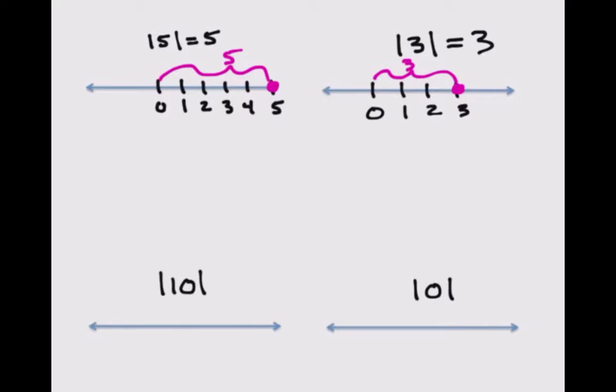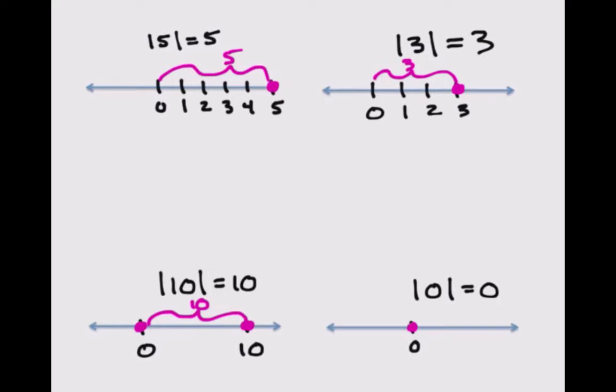Same thing with 10. 10 is going to be exactly 10 units away from 0 on the real number line. So the absolute value of 10 is 10. The absolute value of 0, well, how far away is 0 from 0 on the real number line? Well, 0 is right on top of 0. It's 0 units away. So the absolute value of 0 is 0.